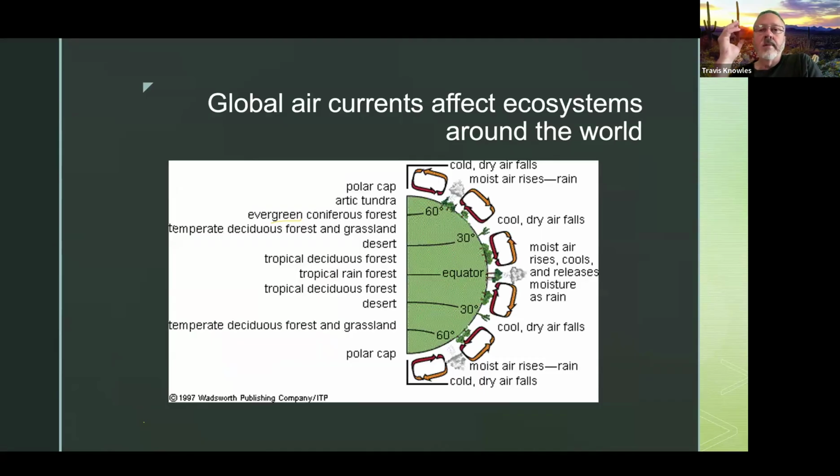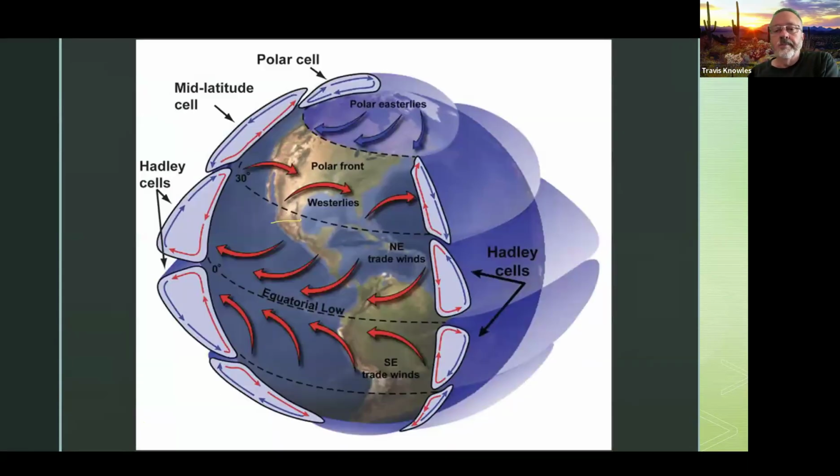What is the point here? Why am I babbling on? These global air currents and the solar insolation patterns from the equator to the poles determine a lot about the distribution of plants and animals. If it's really dry, you're going to have deserts. If it's really, really wet, you're going to have tropical rainforests or temperate forests. If it's very cold and very dry, you're going to have polar ice caps. All right, so climate and air currents affect ecosystems all around the world.